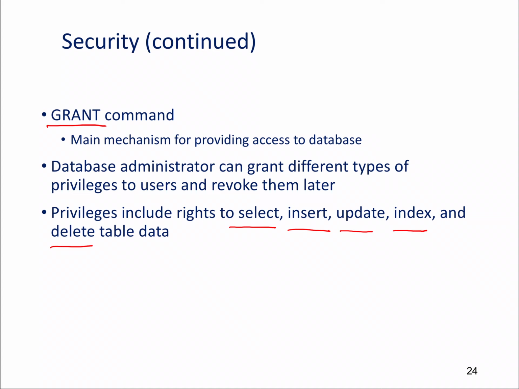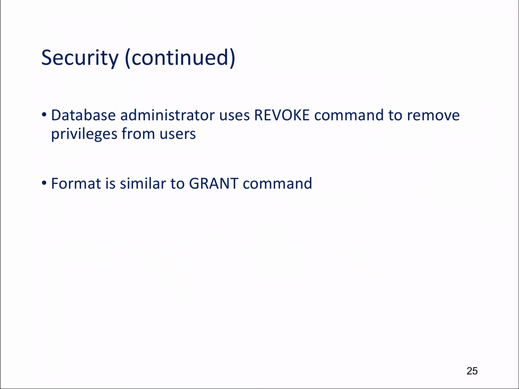The database administrator is the major person who controls the different types of privileges. So the DBA can grant different privileges and also revoke them. The opposite of the grant command is the revoke command, which is to remove privileges from users. And these two commands have similar formats.